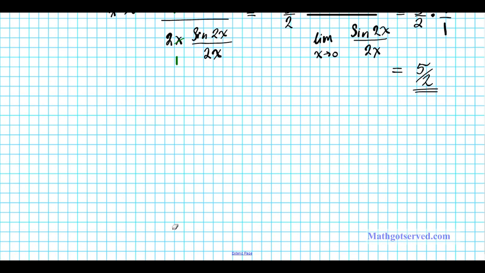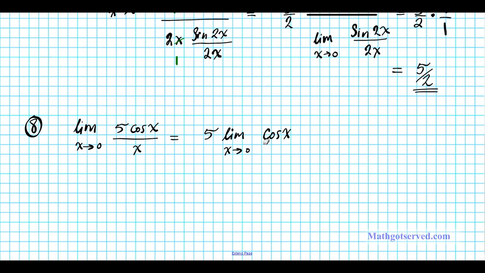All right, let's take a look at problem number 8. For problem 8, we have to find the limit as x approaches 0 of 5 cosine x over x. In this case, I can factor out the 5, so I have 5 times the limit as x approaches 0 of cosine x over x.